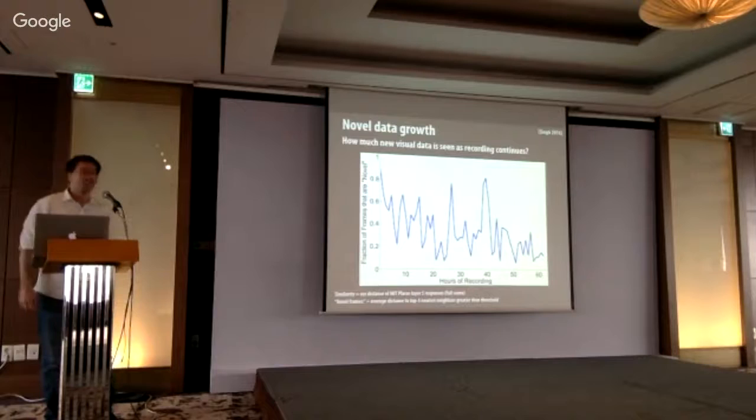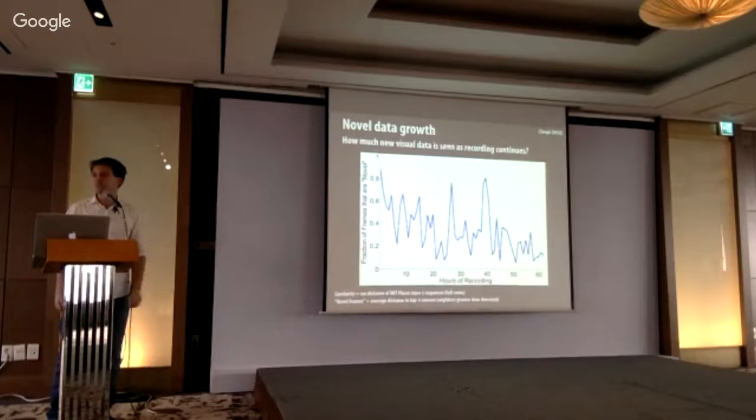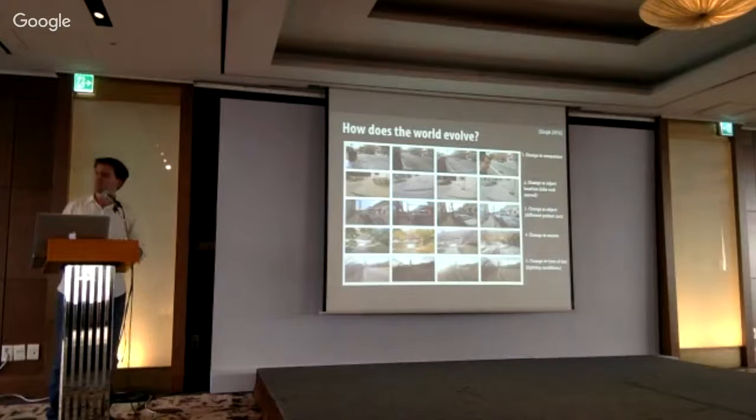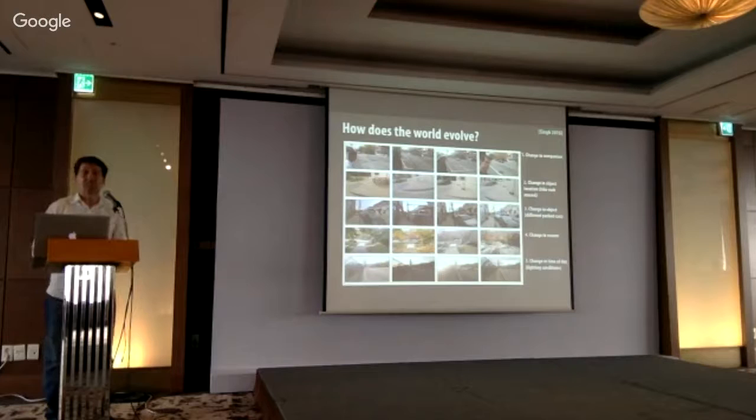Right? So you can think about this as a compression scheme that's specific to the individual or specific to the actual camera. And we can start seeing other things that pop up, such as how does the world evolve? Changes in companion, changes in objects, you know, the bike rack moves, different cars are parked in different places, changes in season, change in time of day. All of these patterns begin to emerge if the camera is always on.